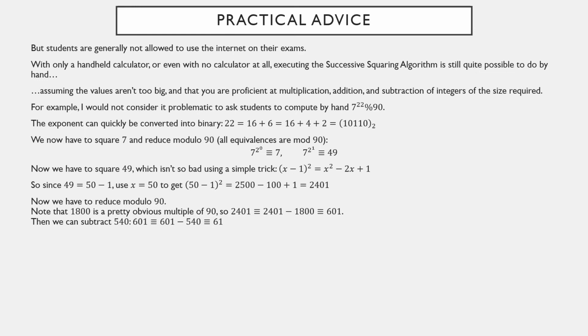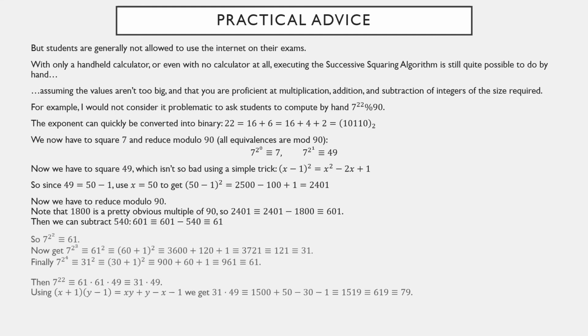Instead of trying to do it all at once, pull out as many multiples of 90 as are obvious. For example, 90 times 20 is 1800, and I can definitely subtract that from 2401, leaving behind 601. 90 times 6 is 540, so take that away. 601 minus 540 is 61. So there we have it. We have a value less than 90, so we're done. So ultimately, 49 squared is equivalent to 61 modulo 90, and it only took us a minute or two.